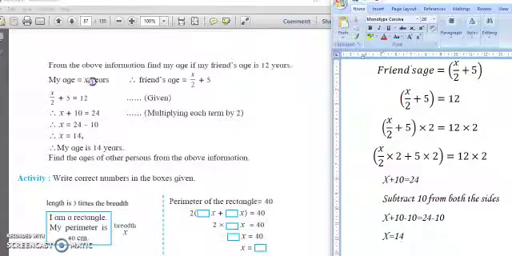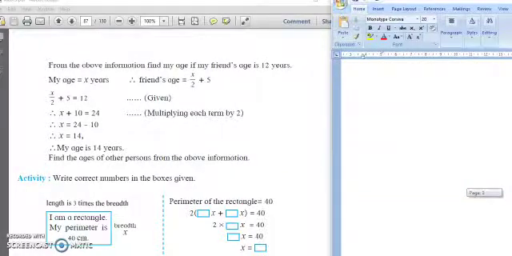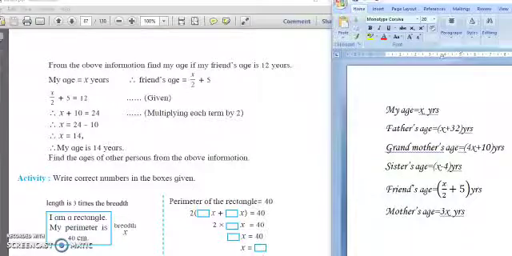So my age is x years, which means my age is 14 years. Now find the ages of the other persons from the given information. You can find the ages of the given persons. You know the equation given here. You got the value of x as 14 years. Okay, x equals 14 years.